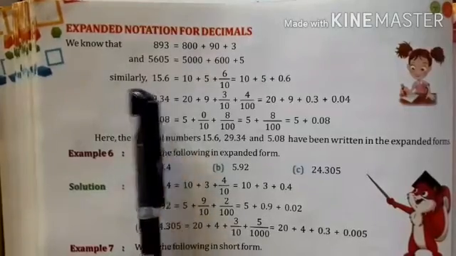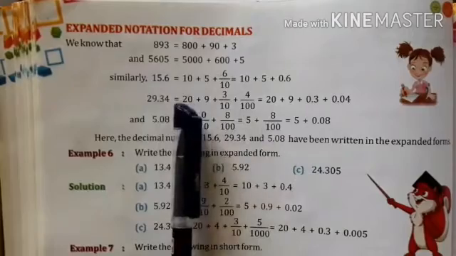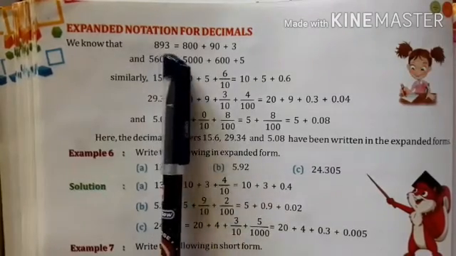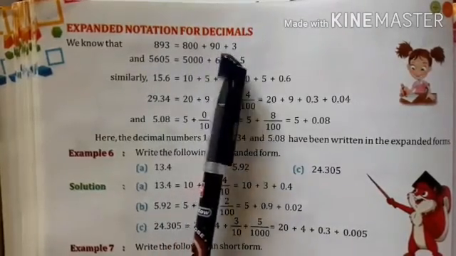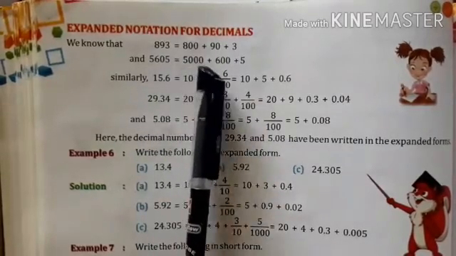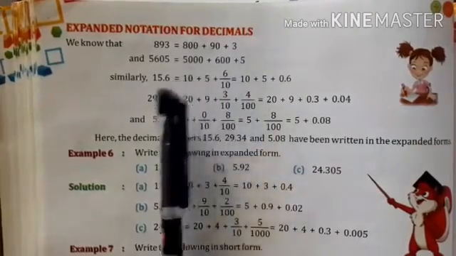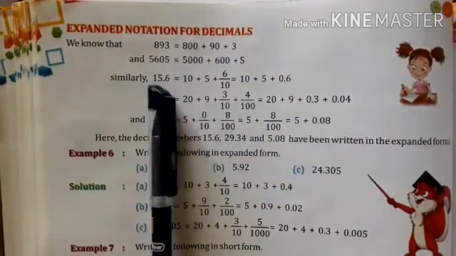Now we will discuss how to expand notation for decimals. Okay. Look at these examples. 893 equals 800 plus 90 plus 3 and 5605 equals 5000 plus 600 plus 5, right? In this way we have to expand these numbers.